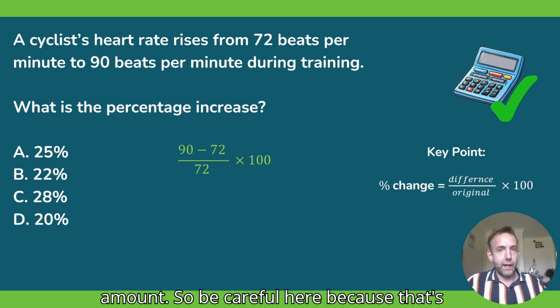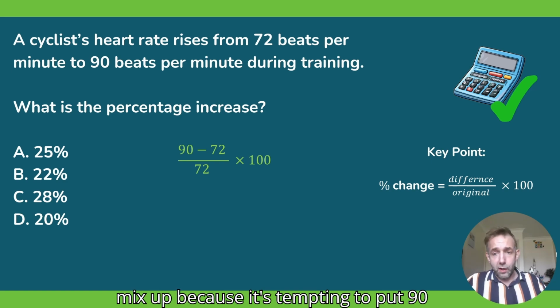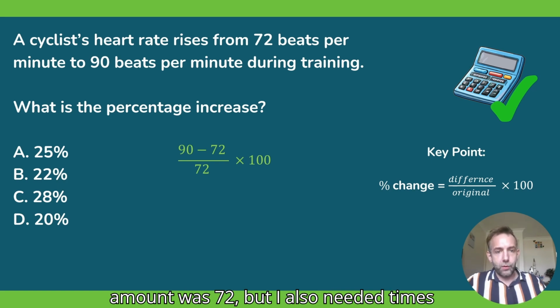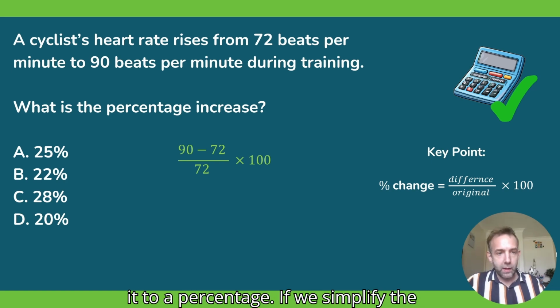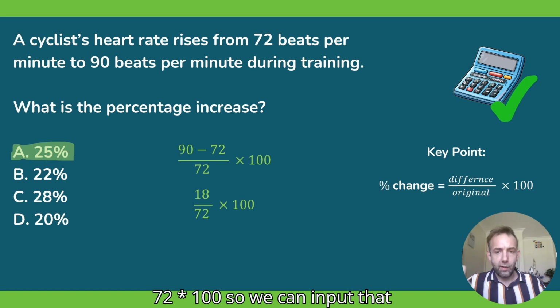So be careful here, because that's easy to mix up. It's tempting to put 90 on the bottom, but the original amount was 72. But I also need to times it by 100 to ensure that I'm changing it to a percentage. If we simplify the top a little bit, we get 18 over 72 times 100. So we can input that into a calculator as 18 divided by 72 times 100, which will give us 25%.